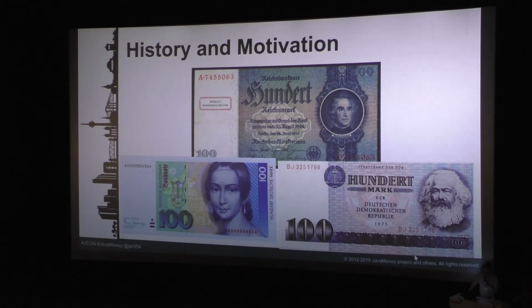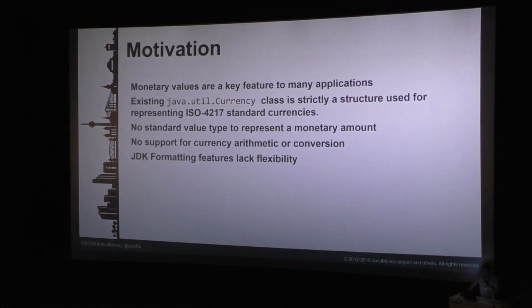So the motivation for starting a new JSR was that the Java Util Currency, which existed pretty much since the very first JDK, has not really, except for a few builders here and there, had too many enhancements. And it's very strict, and it only allows to use ISO standard currency. So if, for example, a company internally has a slightly different scheme or a different data source with different currency codes, then they're out of luck and they usually have to somehow map that. And the formatting also lacks flexibility.